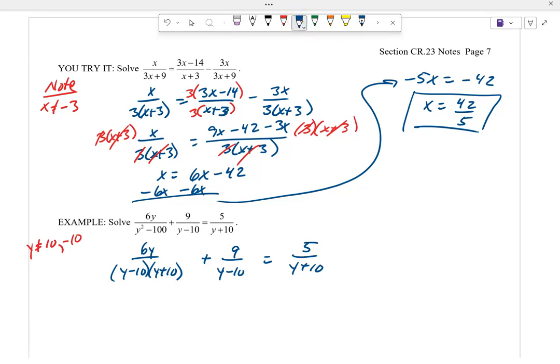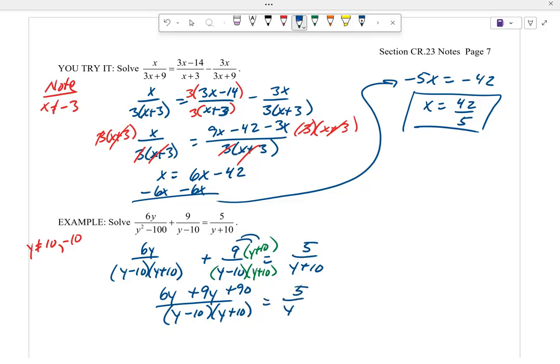Now let's get a common denominator. This one's already got a y minus 10. Let's give it a y plus 10, top and bottom. So we've got 6y plus, I'm going to distribute that, 9y plus 90. This is all over that common denominator, y minus 10, y plus 10, equals 5 over y plus 10.